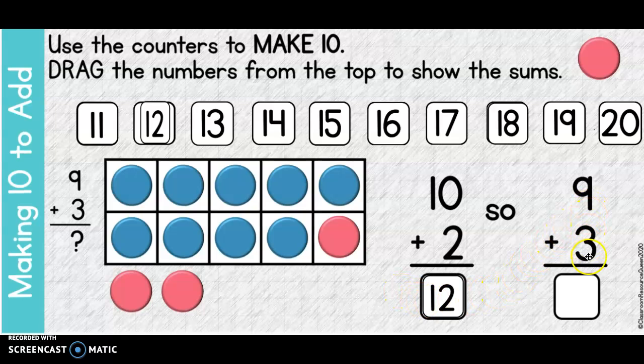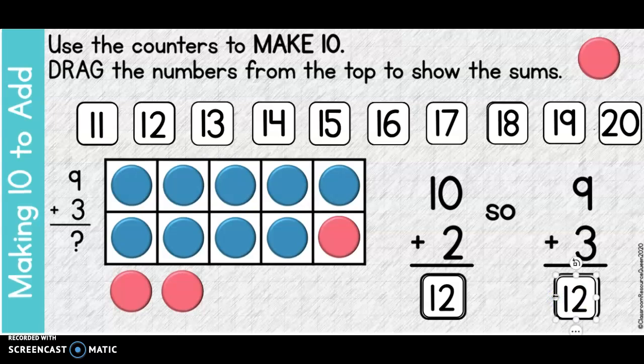We started out with 9 plus 3. So here we have 9, 5 and 4 is 9. We have 9 plus 3, 1, 2, 3. But we also have 10 plus 2. So 10 plus 2 is 12. So 9 plus 3 has to total 12 also.